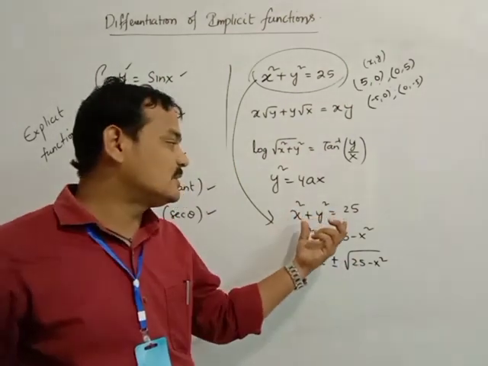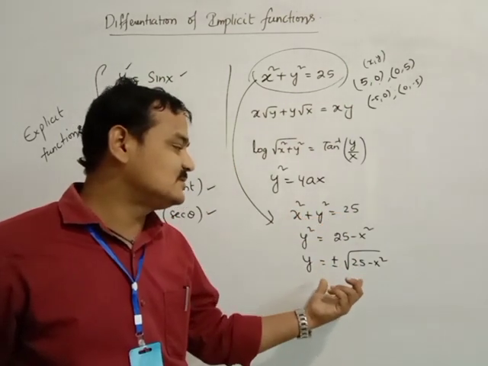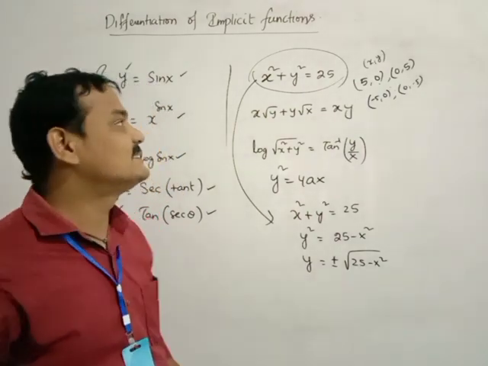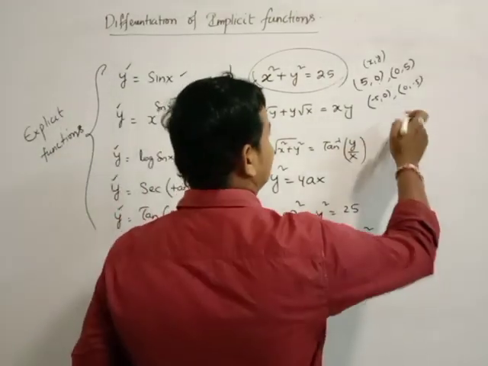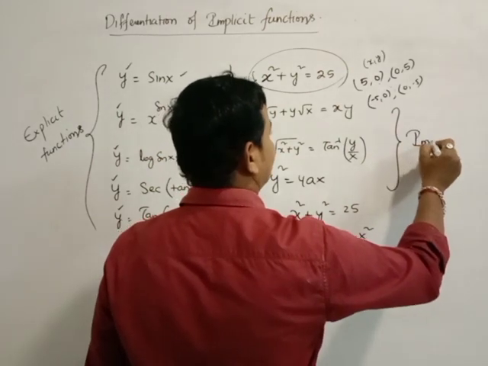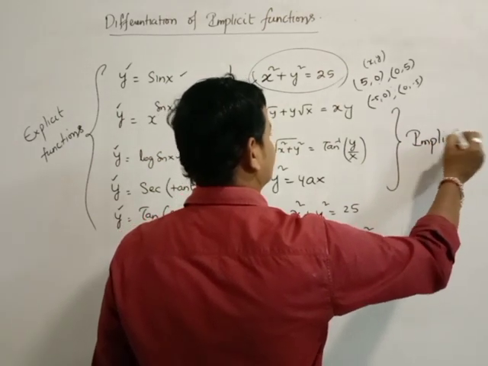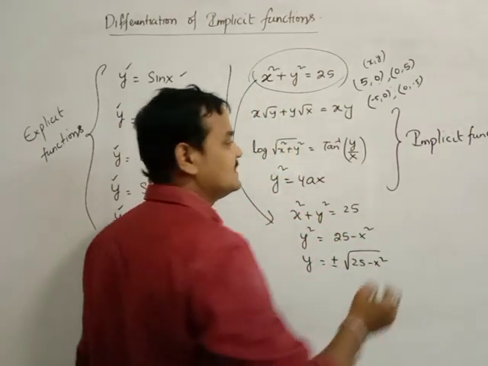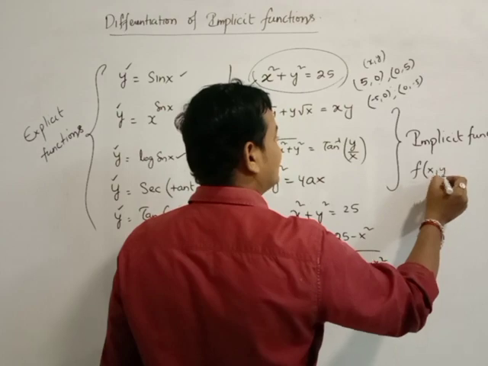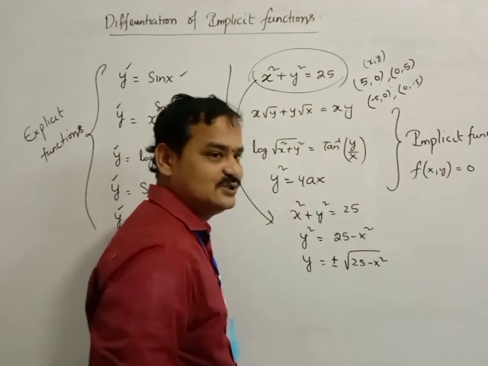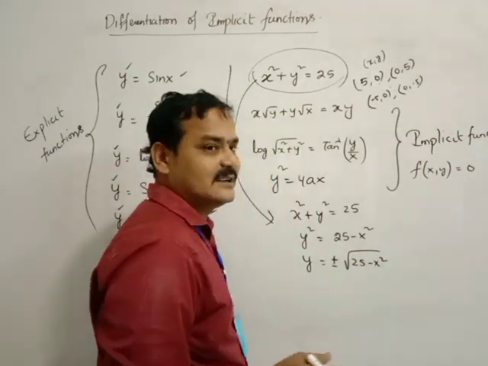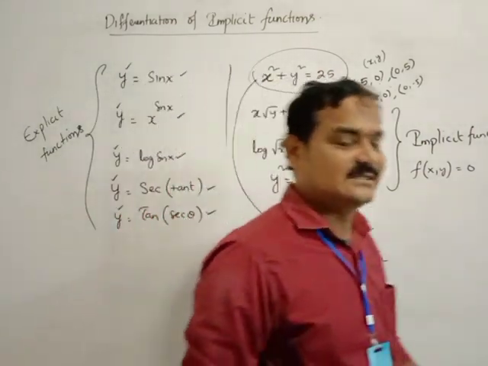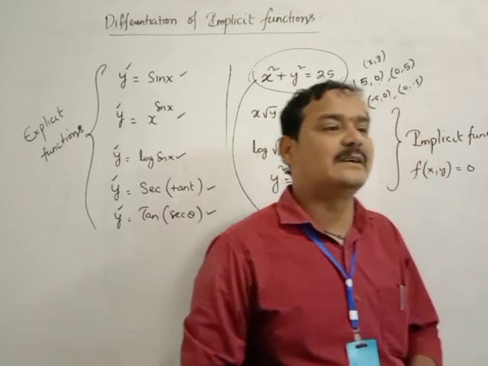So if you want to convert this type of function into a single function, it will give more than one function. Such functions are called implicit functions. Clearly you know this. What is the meaning of implicit functions? The function is in the form of f of x comma y is equal to 0. If you want to convert it into an explicit function, it will give more than one function. Such functions are called implicit functions.